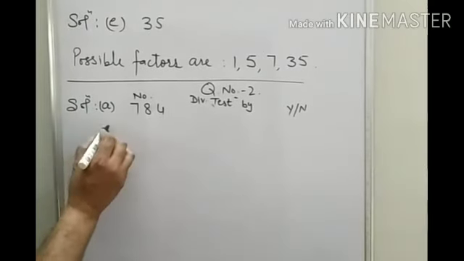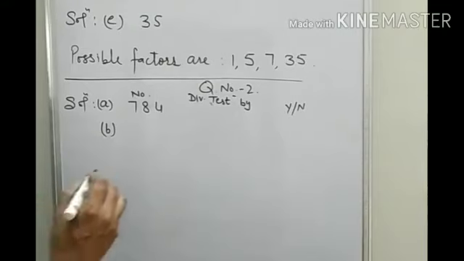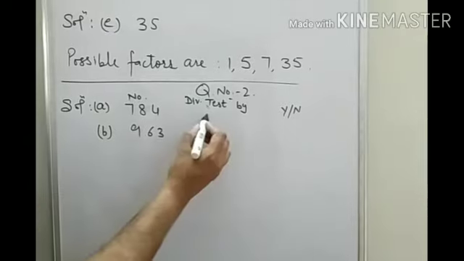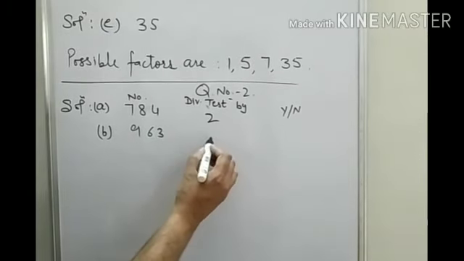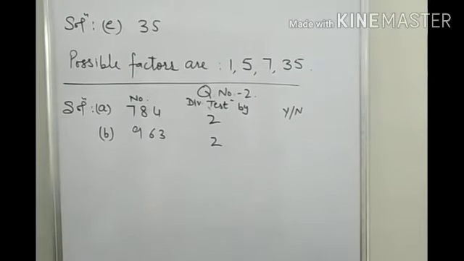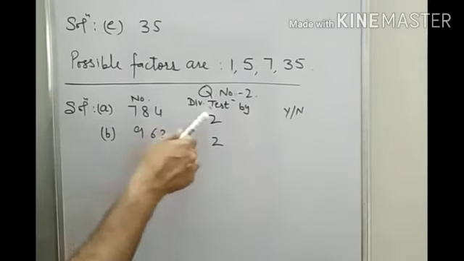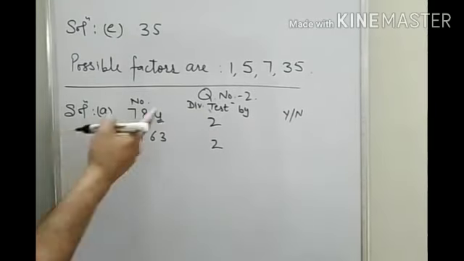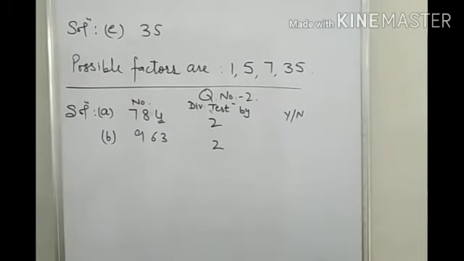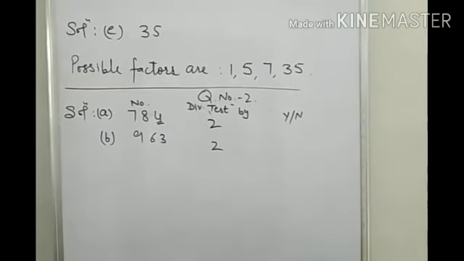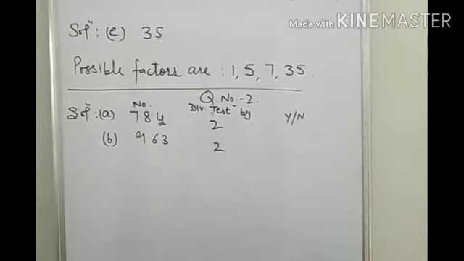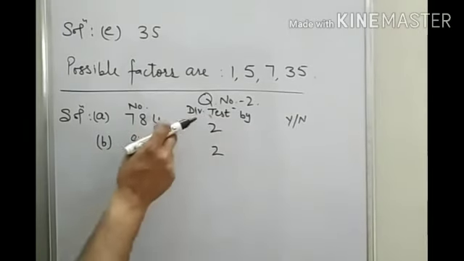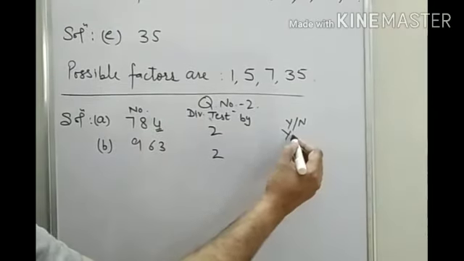In part A it is this, in part B the number you are given is 963. Here you have to check the divisibility test of 2. It means you have to find whether this number is divisible by 2 or not. For divisibility by 2 you have to see the ones digit. If the ones digit is an even number, meaning any of 0, 2, 4, 6 or 8, then that number will be divisible by 2. As the ones digit is 4, it will be divisible by 2. So we write here yes.